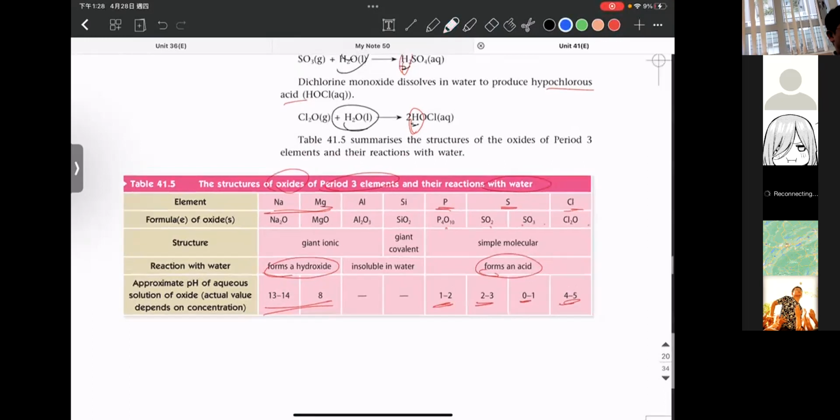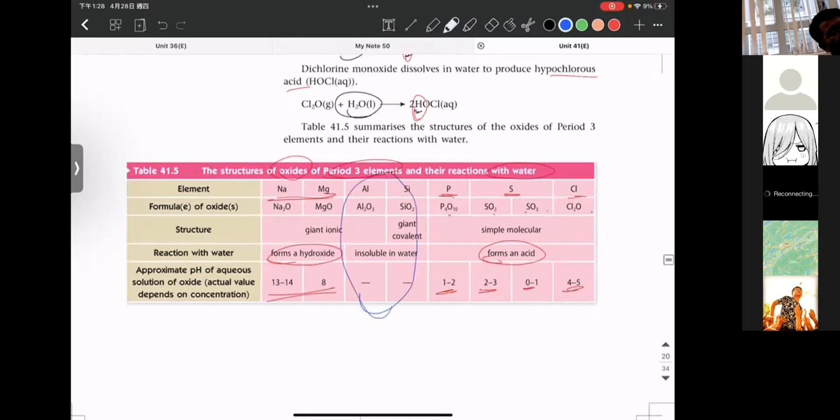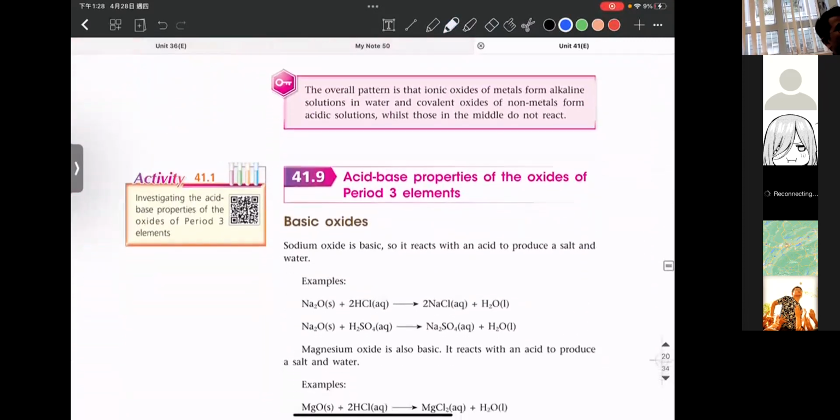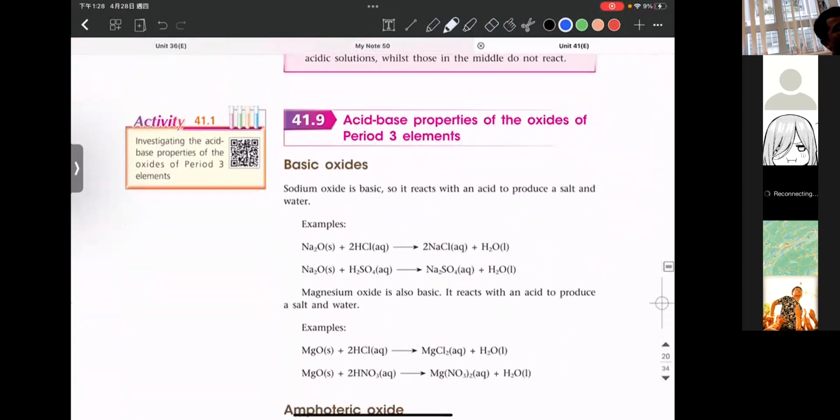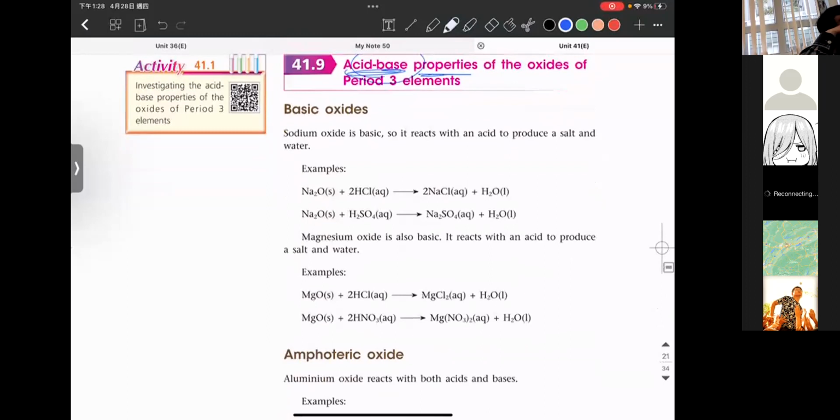But the question comes, how come we will say aluminum oxide a basic oxide or acidic oxide, and silicon oxide being an acidic oxide? So we come to the acid-base behavior. So what is meant by acid-base behavior? The reaction between this chemical with acid or alkaline. I put this as a first example, and you can get what I mean.